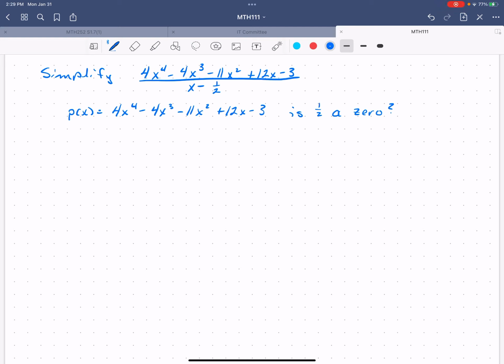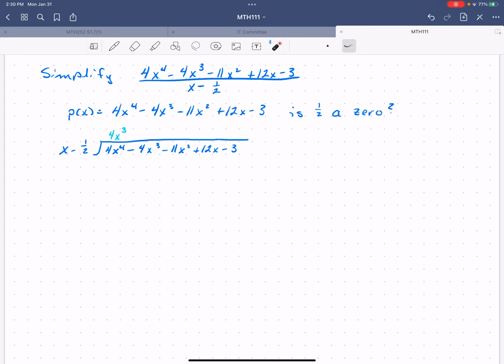So let's divide. I'm going to do this two ways just to show you that they are equivalent. I'm going to divide x - 1/2 into 4x^4 - 4x^3 - 11x^2 + 12x - 3. Let's just do this polynomial division real quick. So compare x to 4x^4. I need to multiply x by 4x^3 in order to get 4x^4.